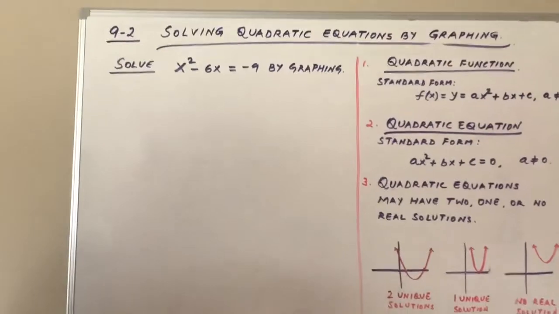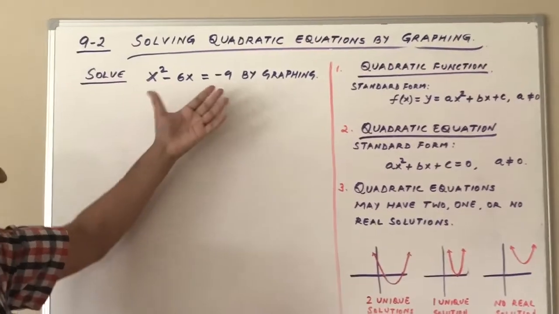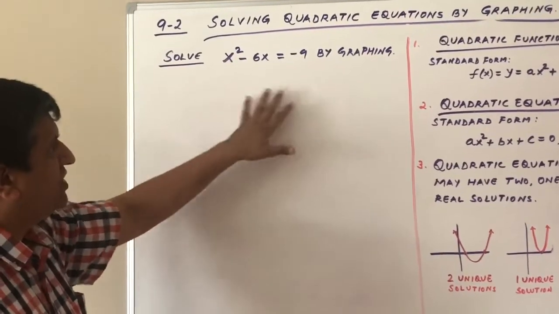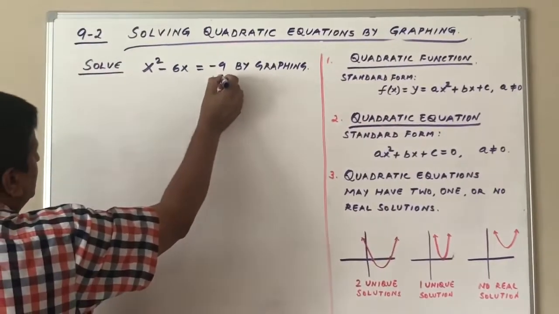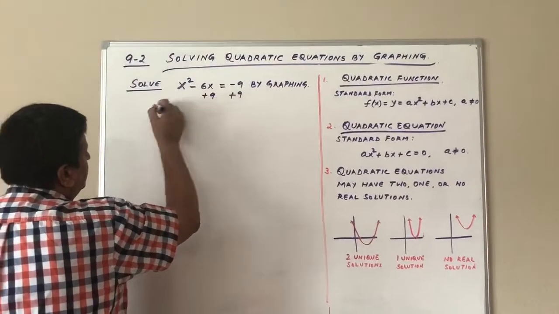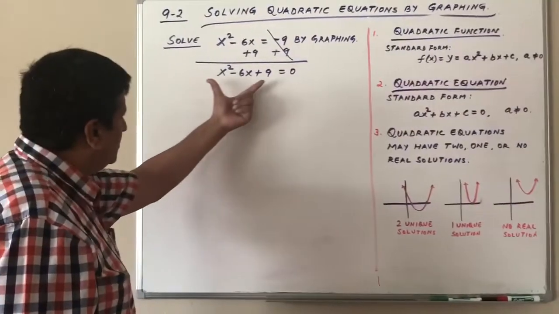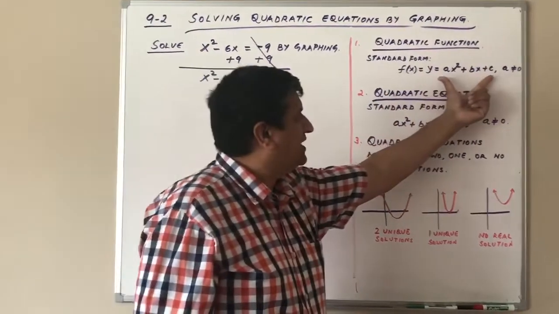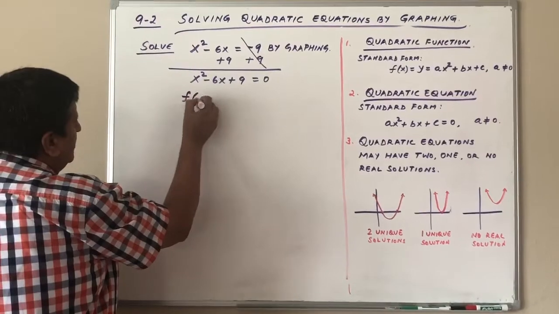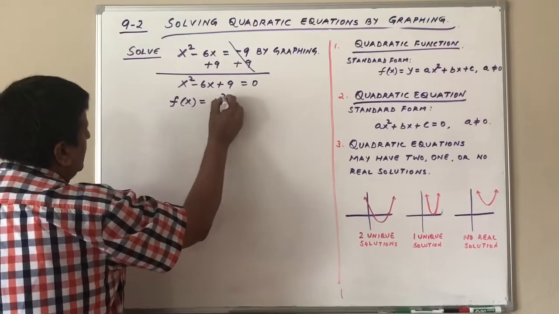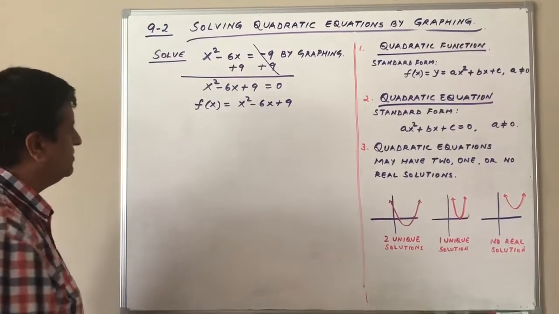All right. Now let's solve this question. x squared minus 6x equals negative 9. The very first thing we're going to do to this equation is rewrite it in standard form. So you basically add 9 on both sides. Now this expression is the same thing as the quadratic function, so we're going to graph this part first. The quadratic function is x squared minus 6x plus 9. So let's graph this quadratic function.